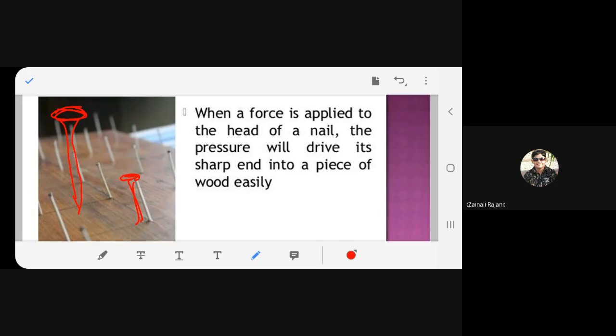It is like this. Yes or no? So the tail end is always V-shaped. Yes or no? So the surface area is very less as compared to the head. What do you say? So surface area is very less.